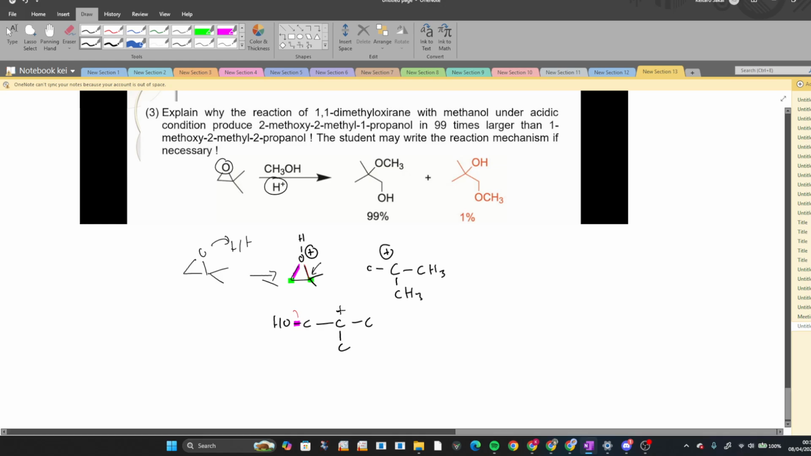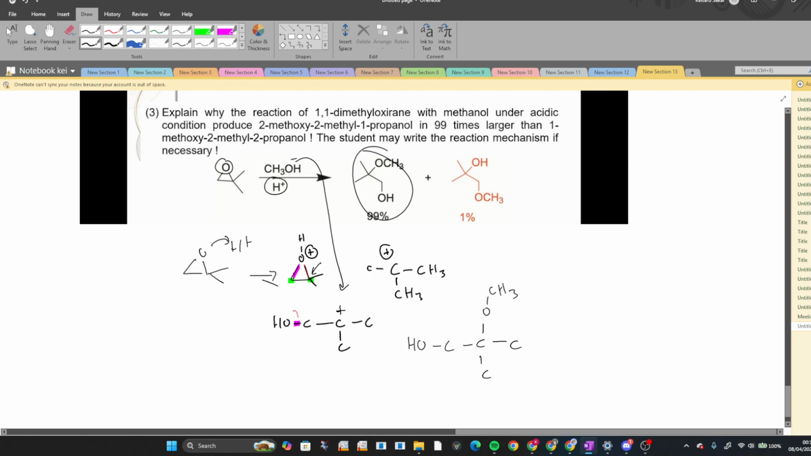Okay, so this will be a carbocation, right? What happens next is this will be attacked by the methanol. So the methanol will attack here and attach itself to here, which will create this product. So HO C C C C and O CH3 like that. So the product is like this.